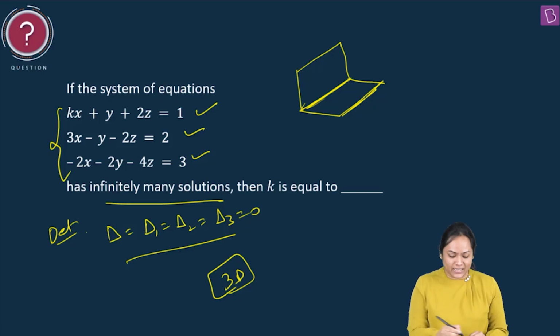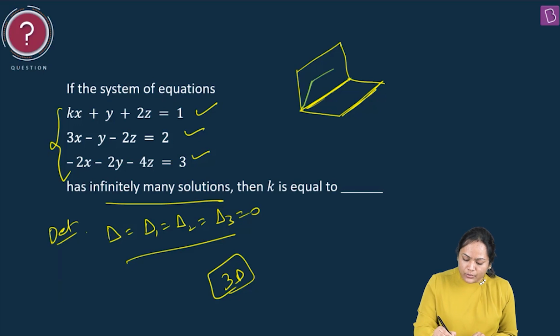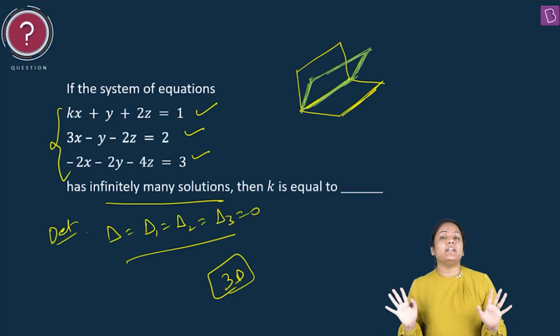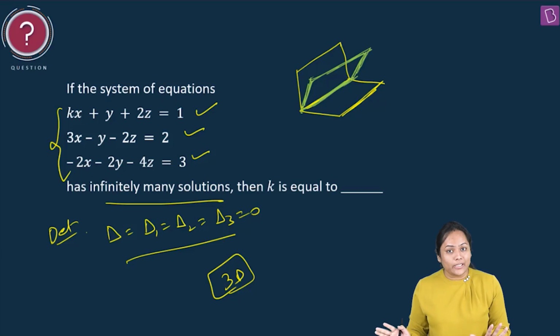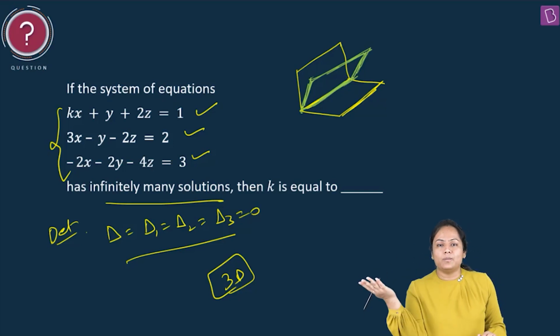Infinite. That's correct. So I'm talking about the case when these 3 planes are actually passing through this single line of intersection. And when I have this single line of intersection, obviously I'll have infinitely many solutions. Clear? So if all the 3 planes are passing through a single line of intersection, what can we use?